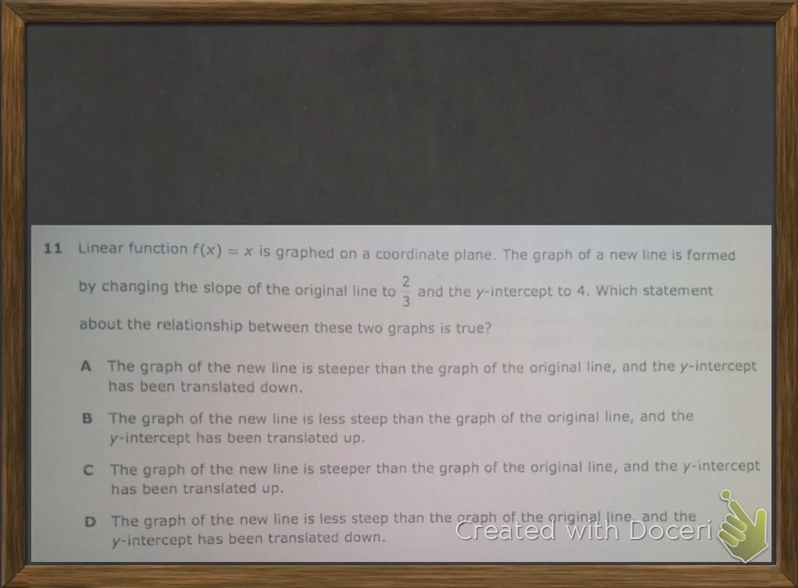All right, last page, page 9, number 11 at the top. Linear function f of x equals x is graphed on a coordinate plane. The graph of a new line is formed by changing the slope of the original line to 2/3 and then the y-intercept to 4. Which statement about the relationship between these two graphs is true? So remember, f of x equals x is just like y equals x. That is our parent function.